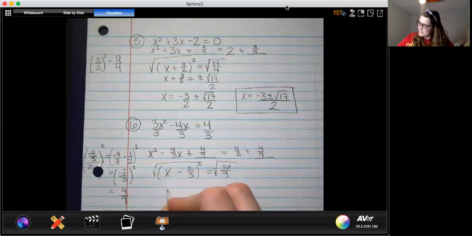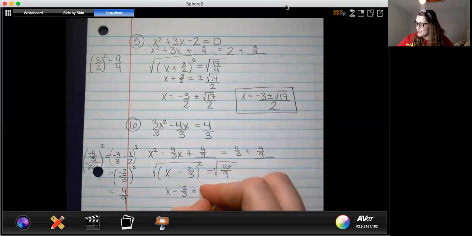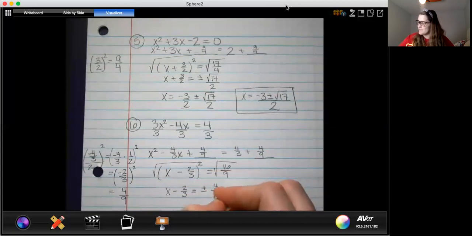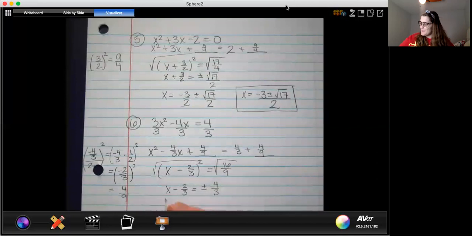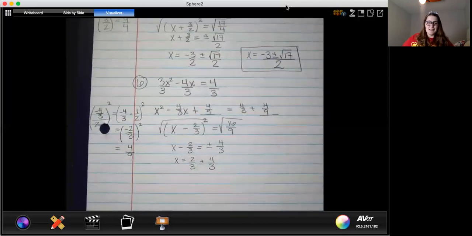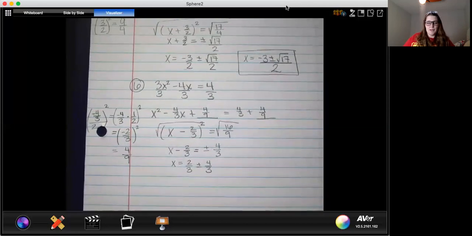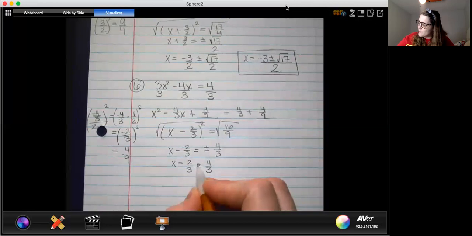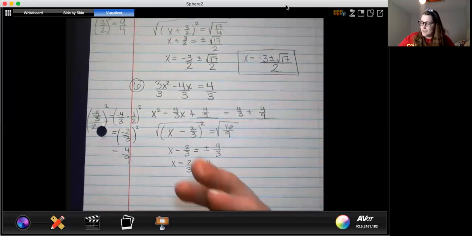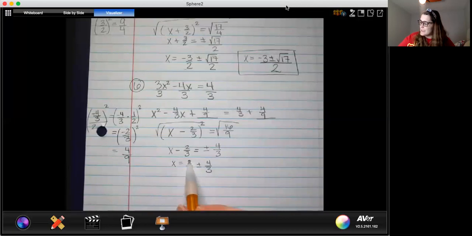So we get x minus 2/3 equals, well, this actually comes out nice because 16 and 9 are both perfect squares, so plus or minus 4/3. Then I'm going to add my 2/3. Now, because there's no square root, I am going to be combining like terms, but it's not going to end up looking like this. It's going to be more like the first answers. It's just going to have fractions in there. Well, 2/3 plus 4/3. Remember, they already have the common denominator, so that'd be 6/3.